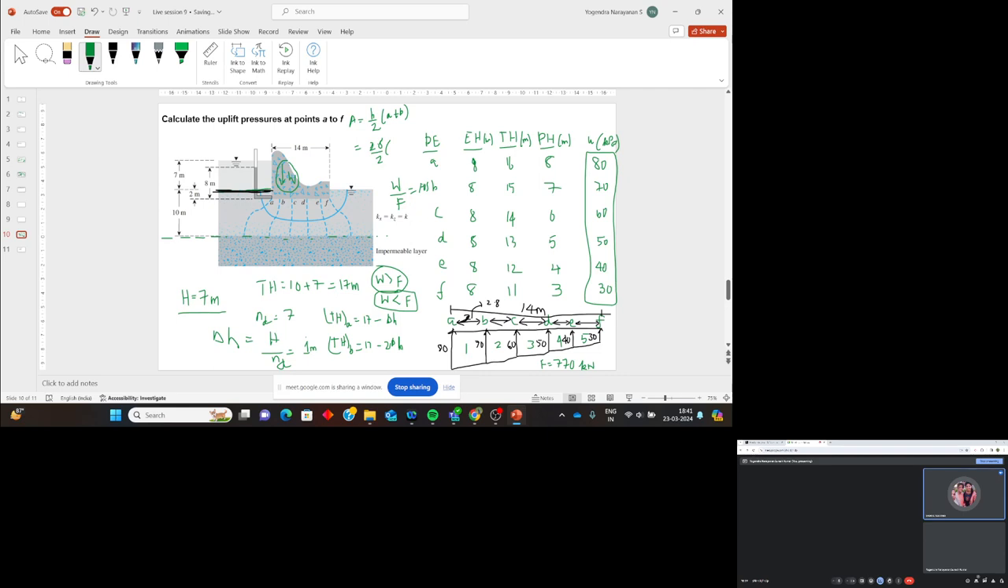What range of the factor of safety? It should be greater than 1. In general, in geotechnical engineering, the factor of safety is kept as 2.5 to 3. For the dam to be safe against uplift, W by F, the FOS, should be greater than 1.